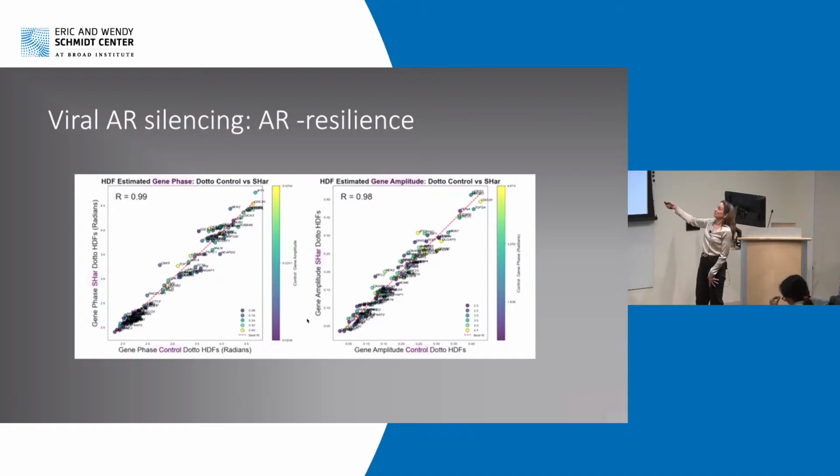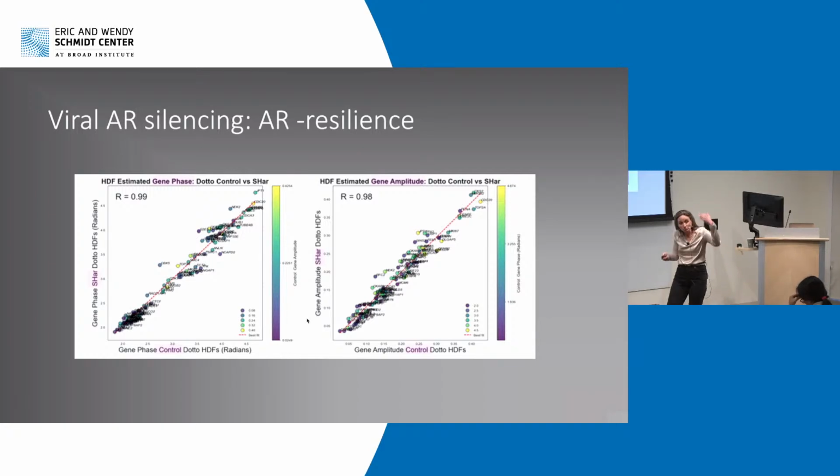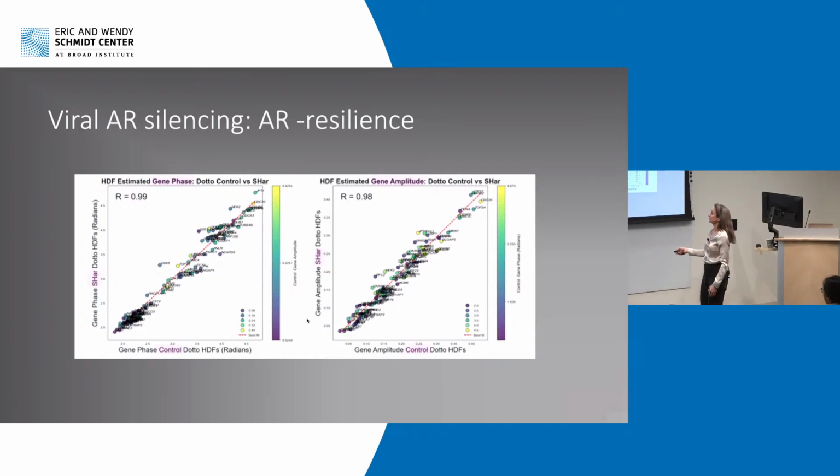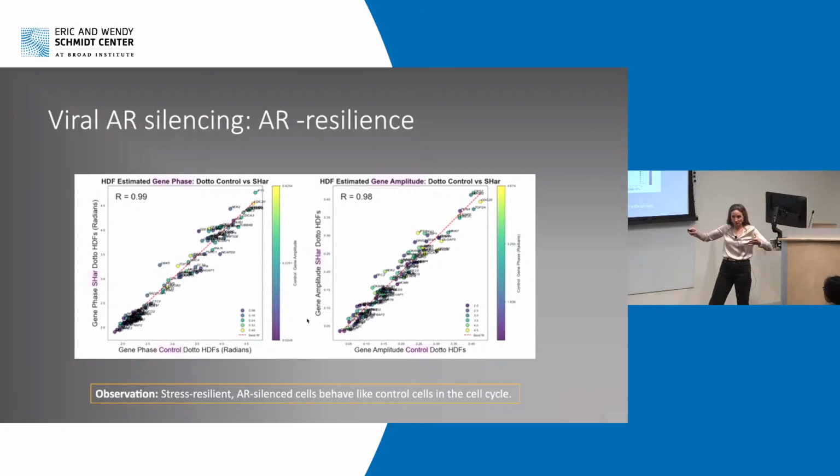And then you can see that if you think about the ones that are this sort of AR resilient, the ones that do manage to enter the cell cycle, then they actually behave identically, essentially, to the non-AR silent cells in the cell cycle, because you have practically perfect correspondence between the gene phases and the gene amplitudes in these two cases. So there seem to be these really two different phenotypes for these human dermal fibroblasts.